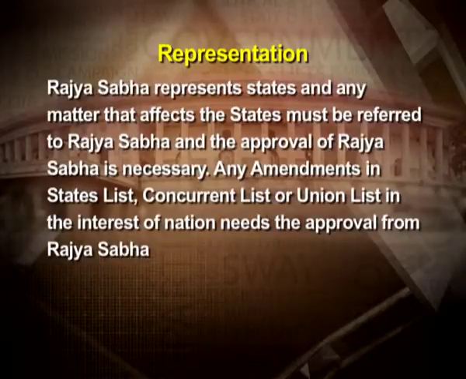Representation. Rajya Sabha represents states, and any matter that affects the states must be referred to Rajya Sabha, and the approval of Rajya Sabha is necessary. Any amendment in states list, concurrent list or union list in the interest of nation needs approval from Rajya Sabha.